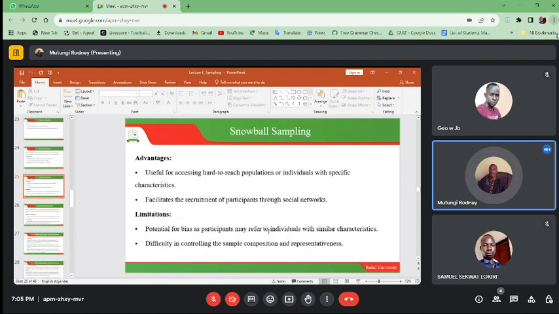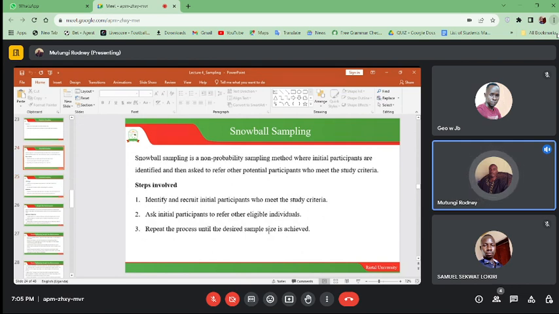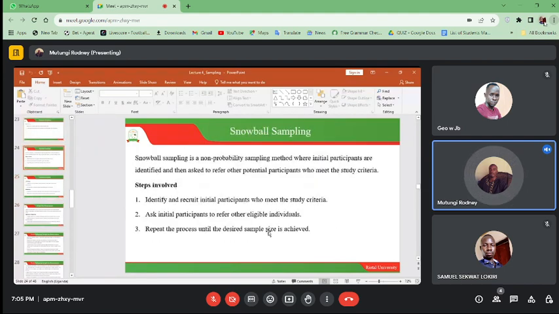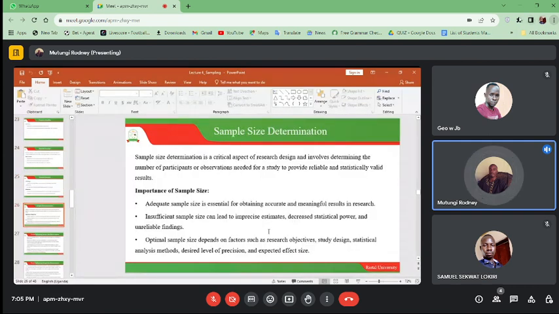That brings us to the end of our sampling techniques as far as non-probability sampling is concerned. We had convenience, we had purposive, and then there's snowball. So now we need to look at the sample size determination. After we've looked at how we can get the sample, how do we now determine the size of the sample that is supposed to be used?